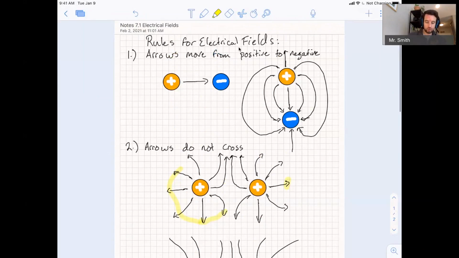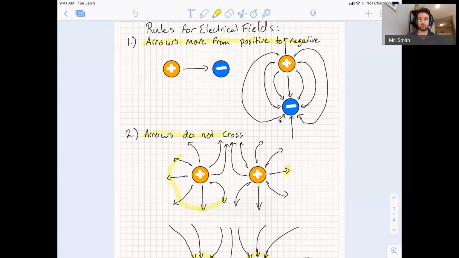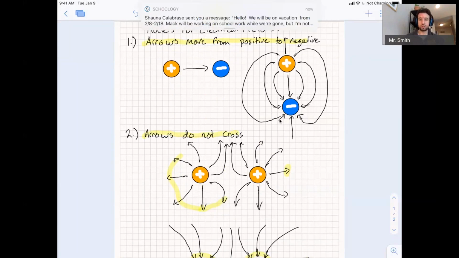Remember these two rules. Arrows move from positive to negative. So the tail should start from the positive end and the head should end on the negative end. And then also remember arrows are never going to cross, so draw them curved so that they would connect with each other.